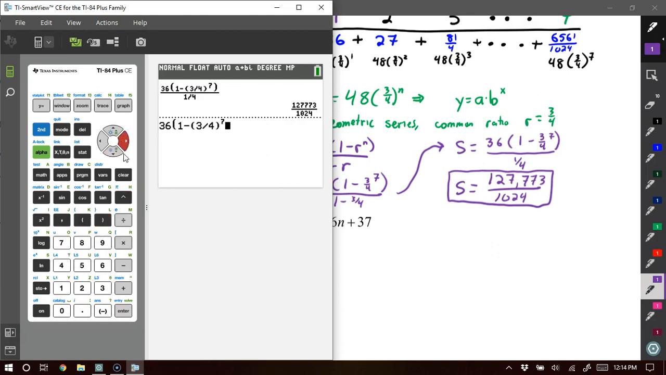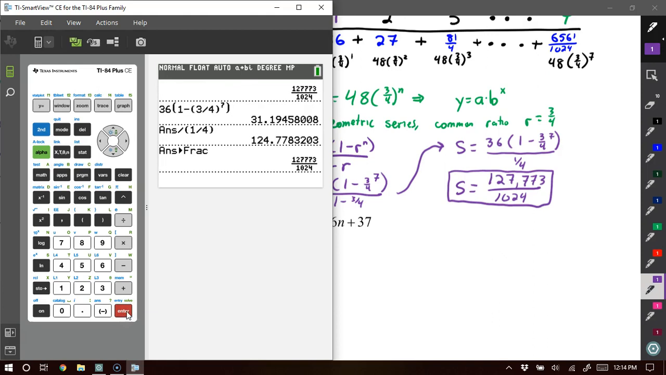You would find the top first, hit enter, divide by the bottom. So since that bottom is a fraction of 1/4, I'm going to divide by 1/4 in a parentheses, hit enter. Again, you're tempted to write down the decimal and be marked wrong. You're going to have to convert that to a fraction. You get the same one.